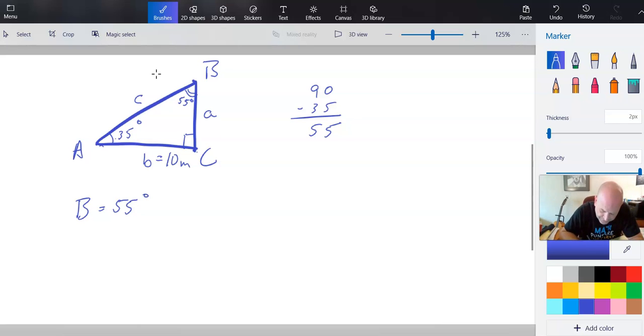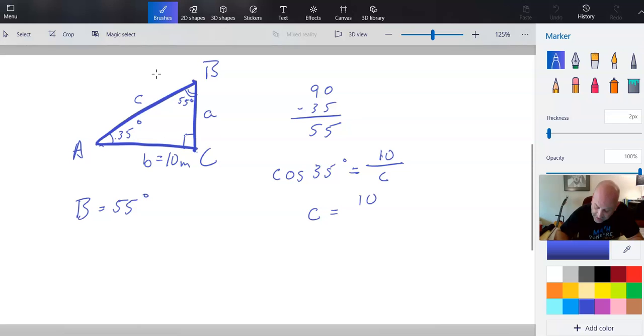We have 35 degrees. I know that cosine of 35 would be b over c, which is the adjacent over the hypotenuse. So cosine 35 degrees is going to be the adjacent side, which is 10, divided by the hypotenuse, which we don't know, that's c. If we do a little algebra and solve this for c, we end up with c equal to 10 over cosine 35.